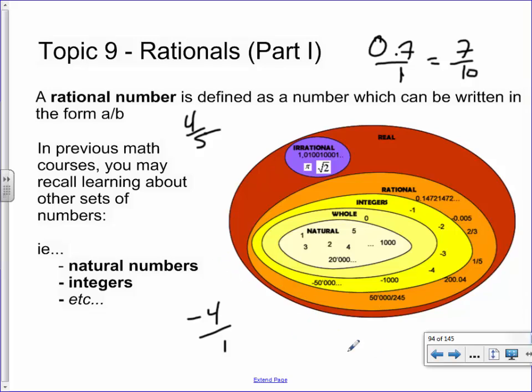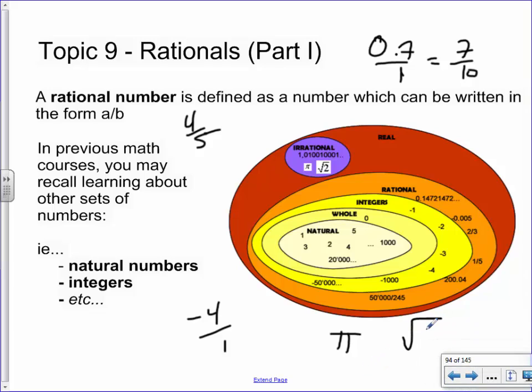Things that are not rational numbers are irrational numbers. Pi is considered to be irrational. You guys heard that before? Pi is 3.14 for forever. The square root of 3 is like 1.7 blah, blah, blah. You can't write that as a fraction. Someone might argue you could write it as that over 1, but we say that as a count, I guess.